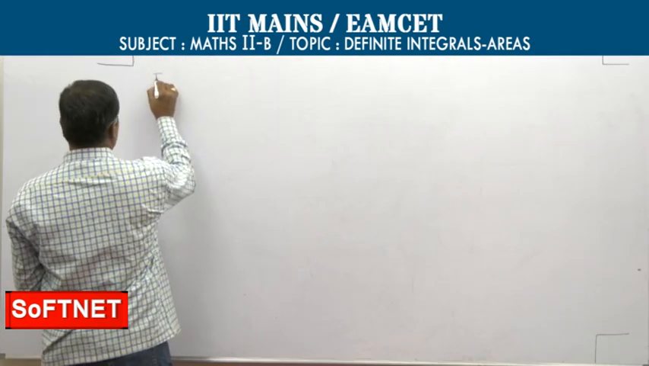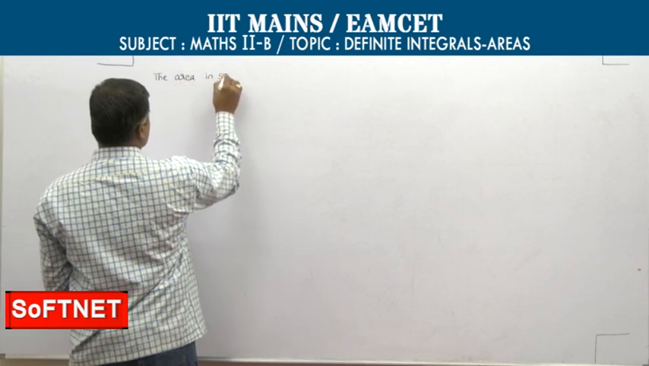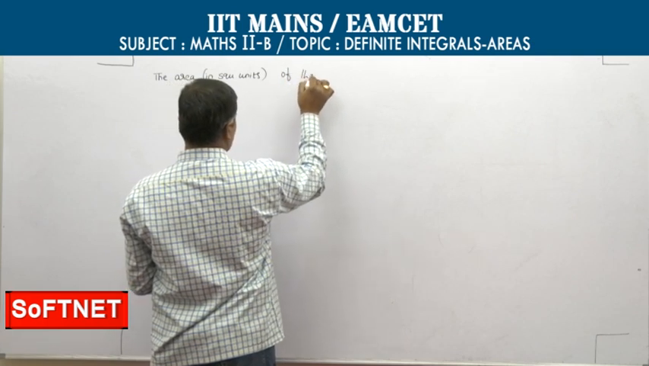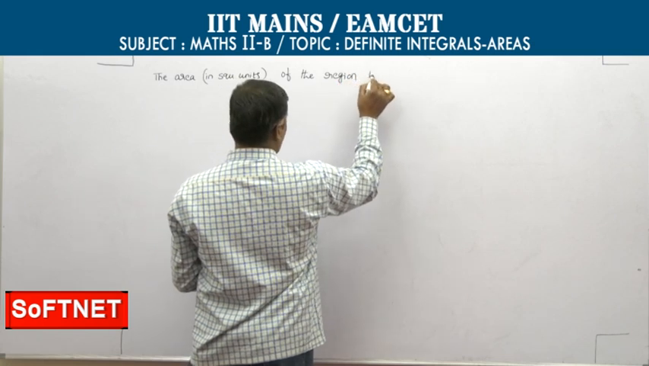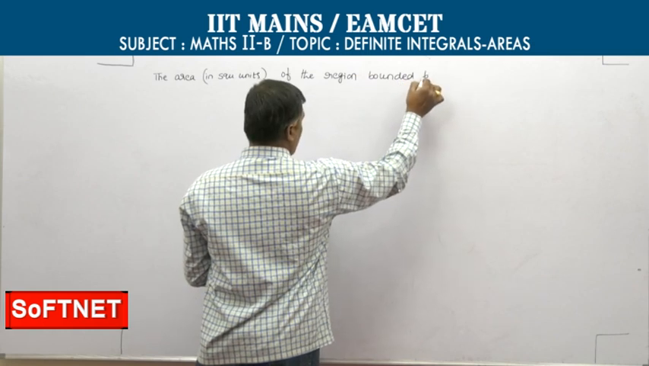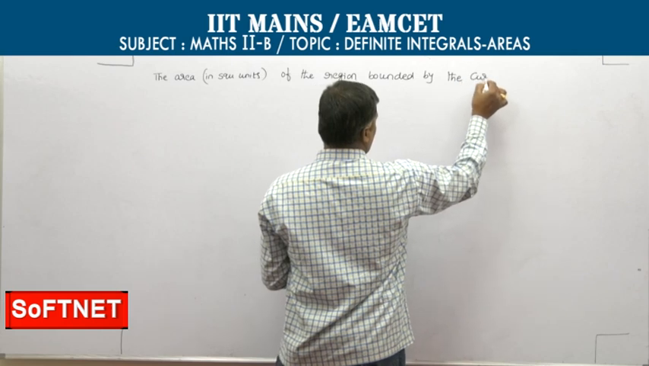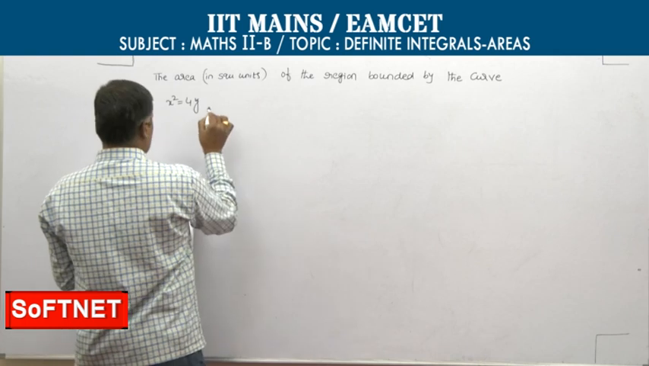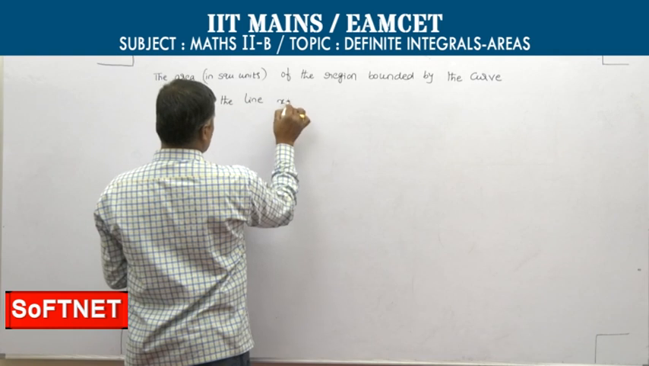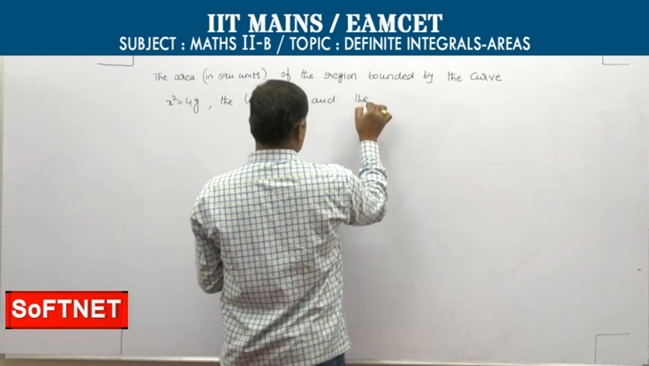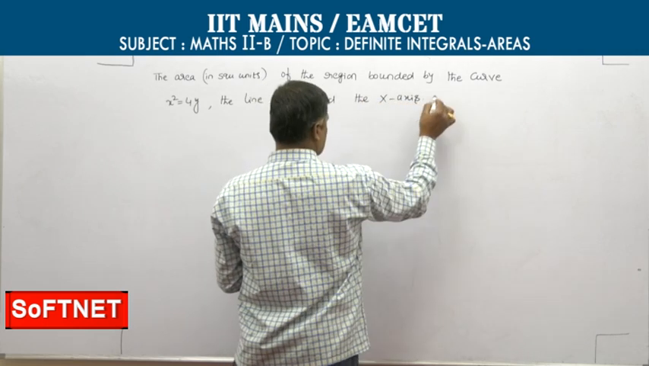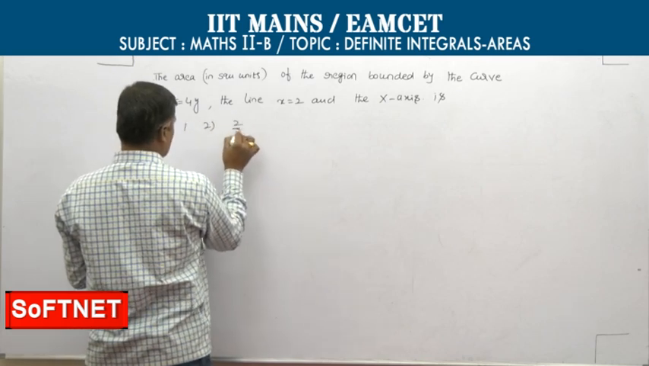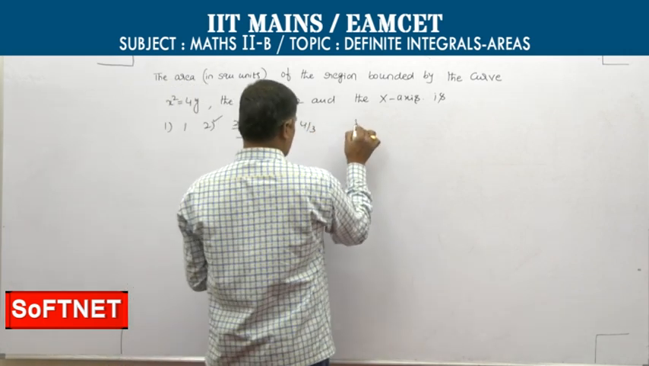Next problem, the area in square units of the region bounded by the curve x square equal to 4y, the line x is equal to 2 and the x-axis is: first option 1, second option 2 by 3, third option 4 by 3, fourth option 8 by 3.